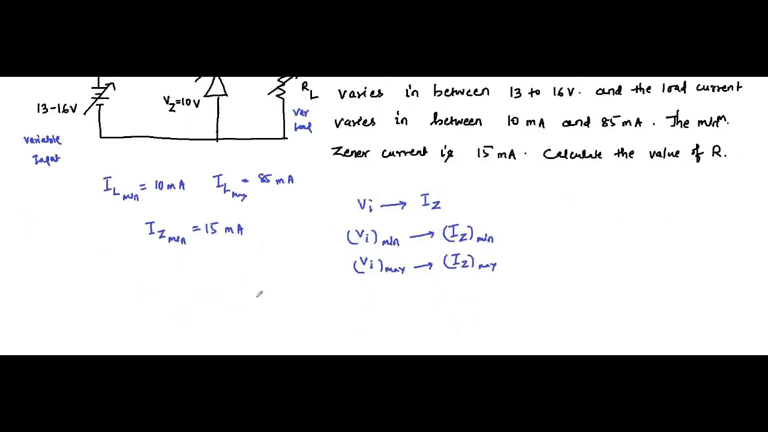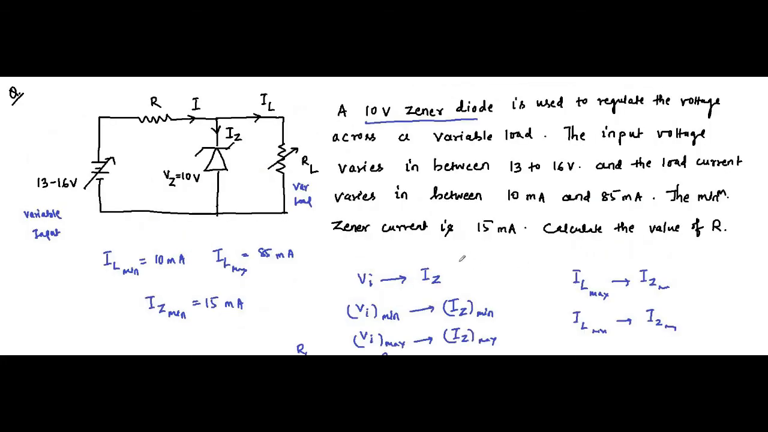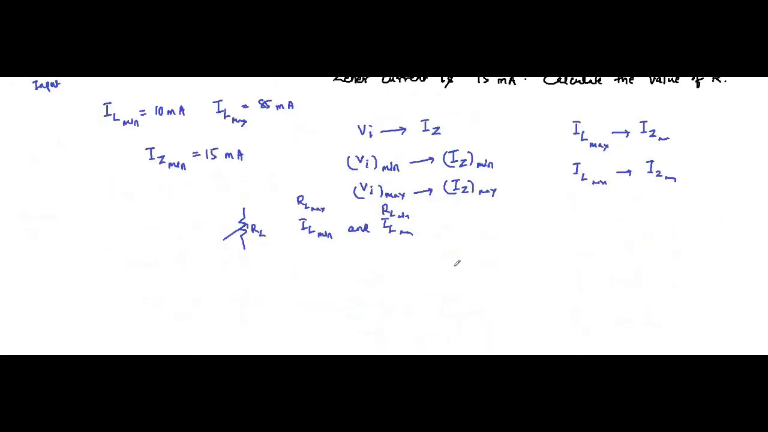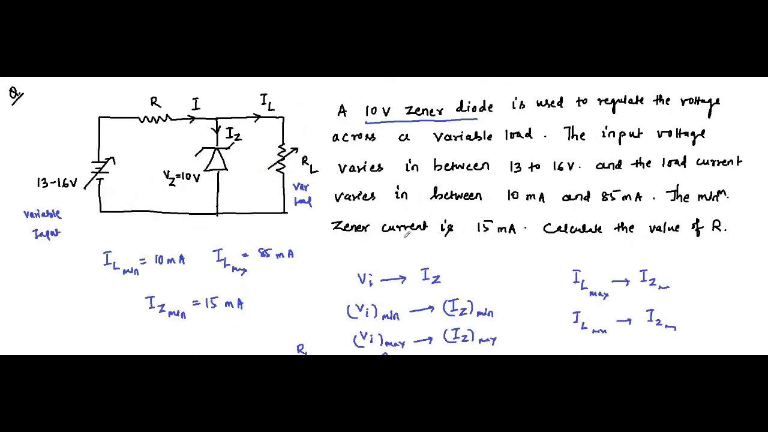Then another thing is that a variable load causes fluctuations in the load current, that is IL minimum and IL maximum. IL minimum is when the load resistor is maximum, and IL maximum is when the load resistor has a minimum value. Load current and Zener current are interrelated: when the load current is maximum, the Zener current is minimum, and when the load current is minimum, the Zener current is maximum. We have already discussed these things, so here we have to correlate them with the given data.